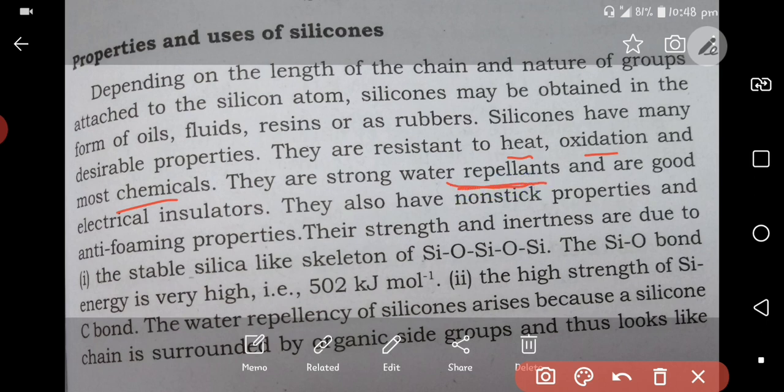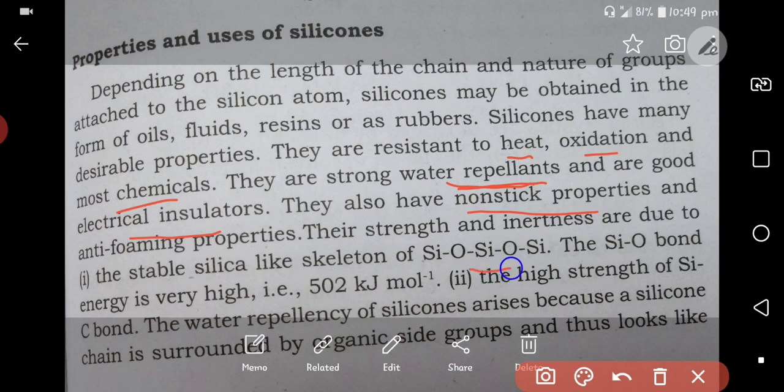Okay, and also they are good electrical insulators. They have non-stick properties and anti-foaming properties. The two important properties are non-stick properties and also anti-foaming. So there is no foaming. Okay, the strength and inertness are due to the stable silica-like skeleton.